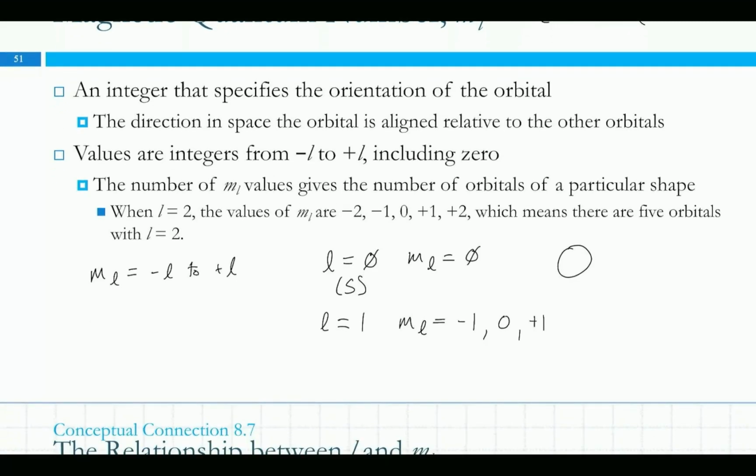I know we haven't quite covered this yet, but some of you will have to dig back to Chem 20. L equals 1 is a p orbital, which has the dumbbell shape. And there are 3 p orbitals, arranged or oriented on 3 different axes. So one of them would be p sub x, which is on the x-axis. You'd have p sub y.